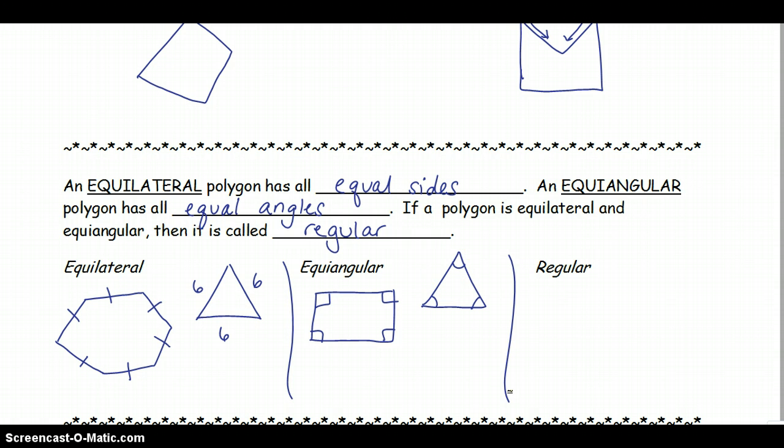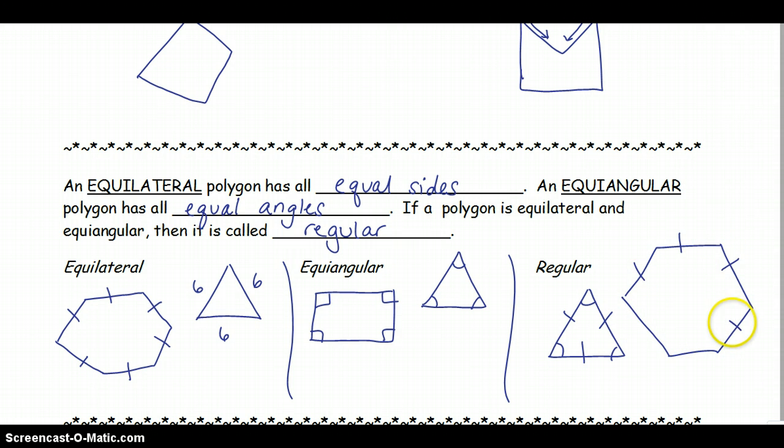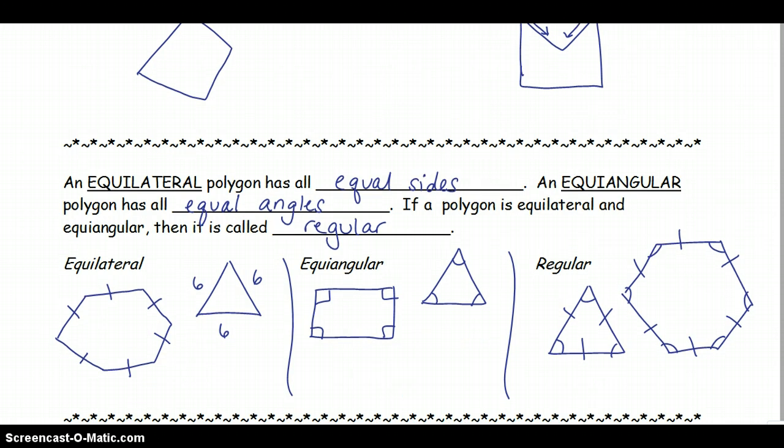Regular is going to have both. It's going to have equal sides and equal angles. So with triangles we did this already. You have all 3 sides and all 3 angles marked congruent. Or maybe you have a hexagon, and you'll have all of the sides marked congruent, and then all of the angles will have arches in them as well. So those are examples of regular polygons. We've got all the sides and all the angles equal.